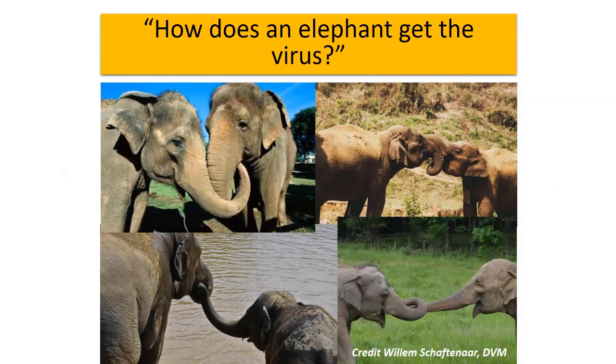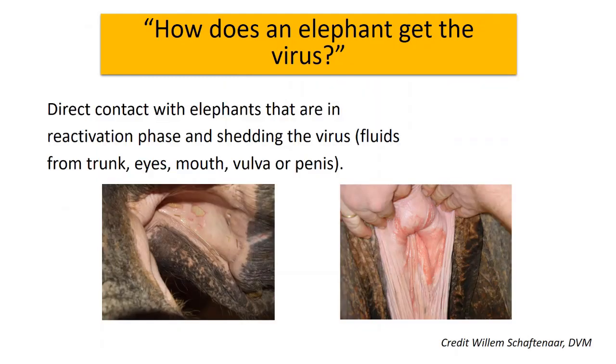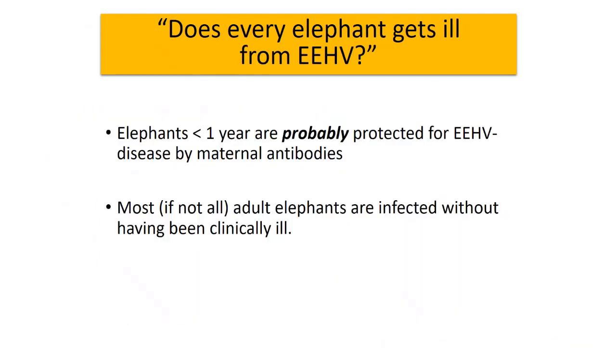How does EHV get transmitted? It's by direct contact with elephants that are in the reactivation phase, where they are multiplying and start their virulence, and they start shedding. They shed through fluids from the trunk, eyes, mouth, vulva, or penis. This is how they contact each other. Our knowledge at that time is that those under 1 year are probably protected from EHV by maternal antibodies. But most of all they may be carriers. Even if infected, they are not clinically affected, yet they can shed virus. They are not clinically ill.